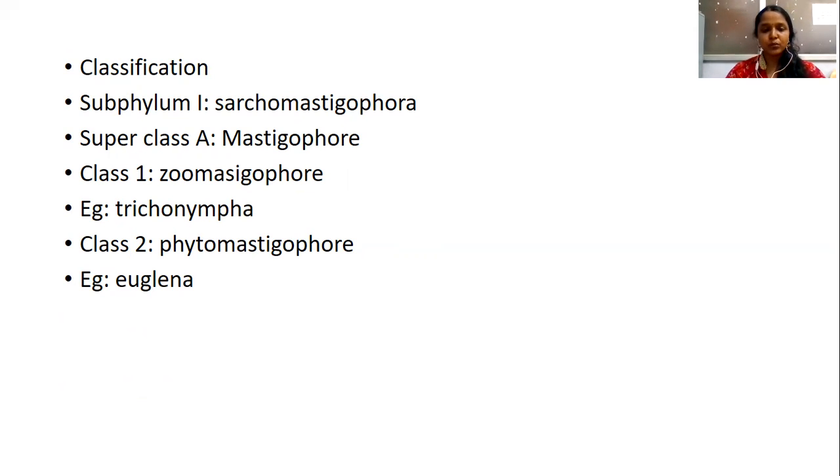Zoomastigophorans are the ones that don't have chromatophores, so they can't prepare their own food. They are heterotrophs which depend on other organisms for their food and survival. Whereas the phytomastigophorans are the ones which carry chromatophores. They can prepare their own food by making use of sunlight, and these are autotrophic in nature. An example is Euglena, whereas the example for the Zoomastigophora is Trichonympha.